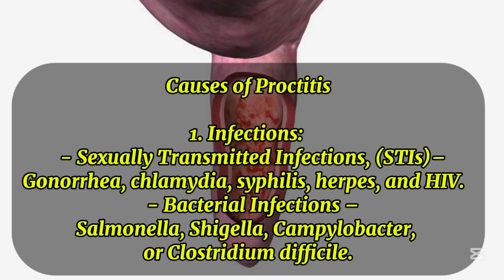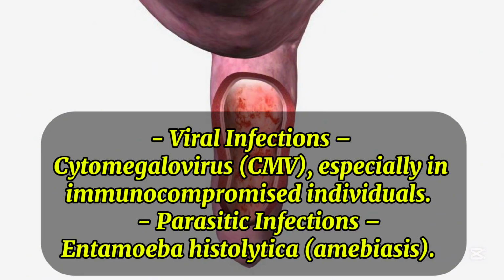Causes of proctitis. 1. Infections. Sexually transmitted infections, STIs: gonorrhea, chlamydia, syphilis, herpes, and HIV. Bacterial infections: salmonella, shigella, campylobacter, or Clostridium difficile. Viral infections: cytomegalovirus, CMV, especially in immunocompromised individuals. Parasitic infections: Entamoeba histolytica, amoebiasis.